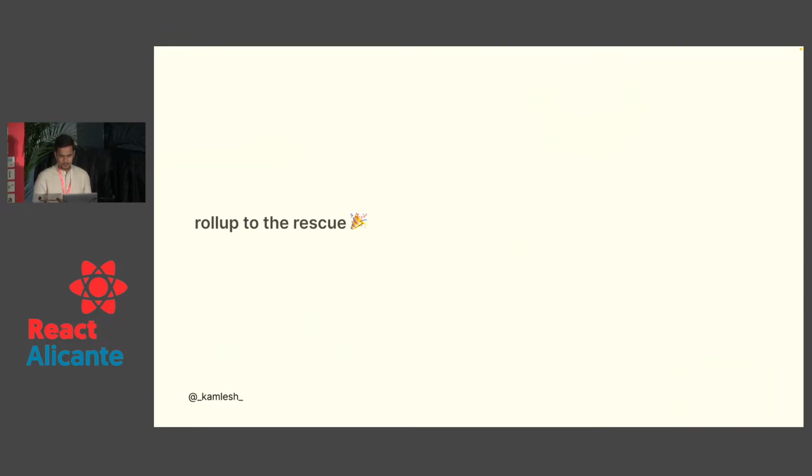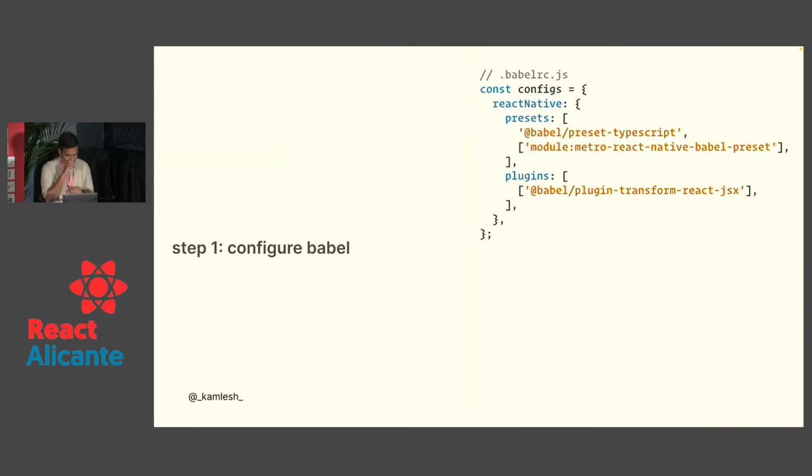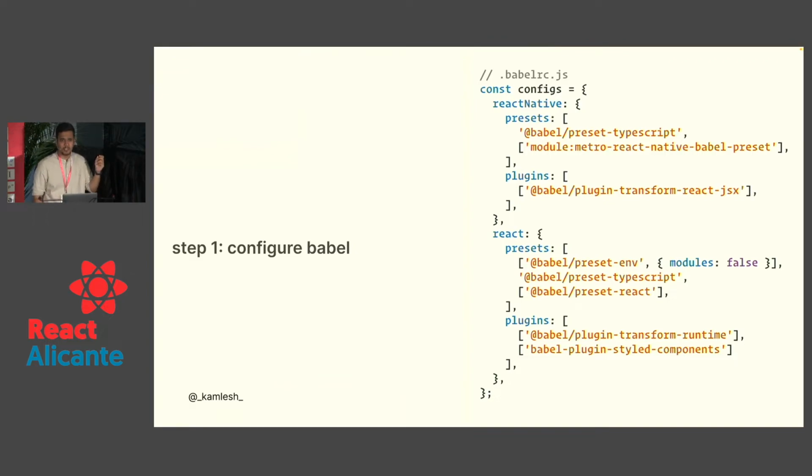We'll use Rollup. So in order to use Rollup, we'll first try to configure our Babel config, right? Because we need different presets and plugins for React Native and different presets and plugins for web. So we'll start with React Native. Configs is an object which has React Native, which has presets and plugins defined for React Native. And then we have a key called React, which will have presets and plugins for web.